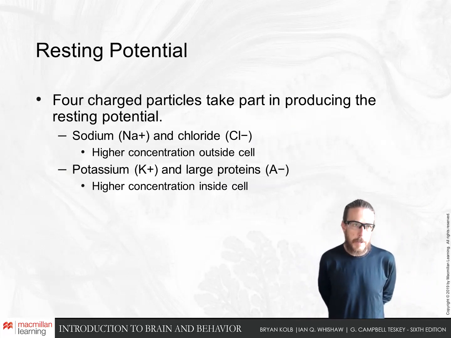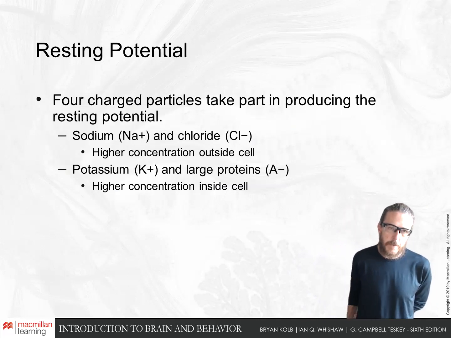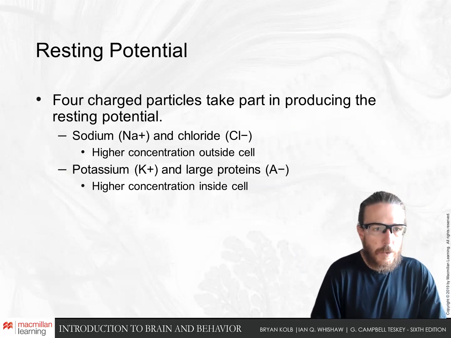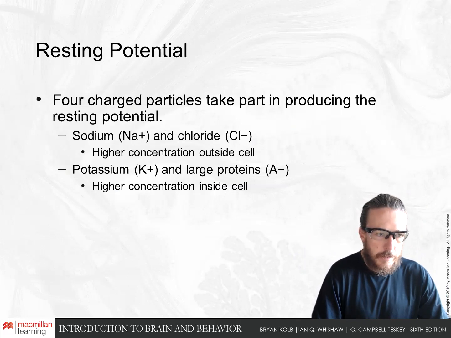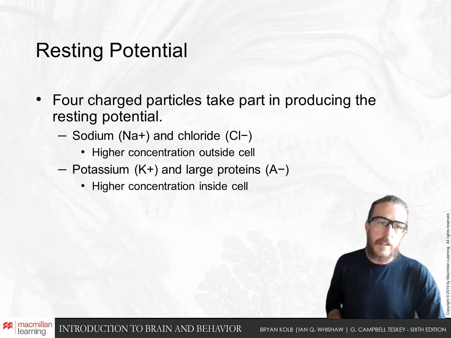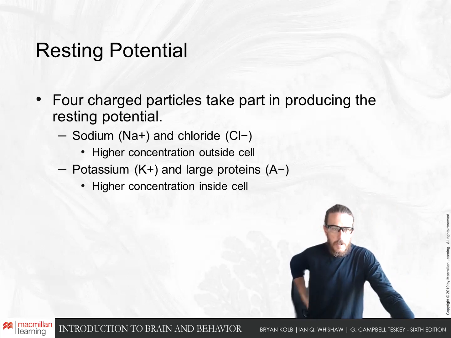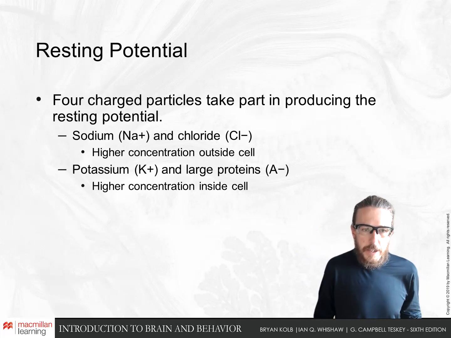Now, the resting potential of the neuron is created by the sum of these 4 molecules: sodium and chloride, salt, which are in higher proportions on the outside of the cell, and potassium and these large protein anions on the inside of the cell, which are in higher concentrations. When I took biology at the University of Victoria, my teacher described this setup as a banana in the ocean. So a banana full of potassium floating in a salty ocean.